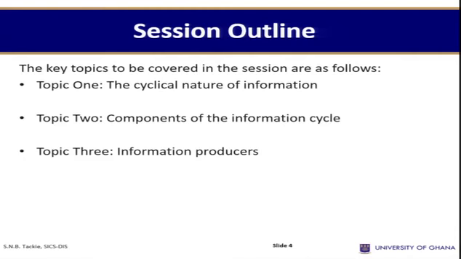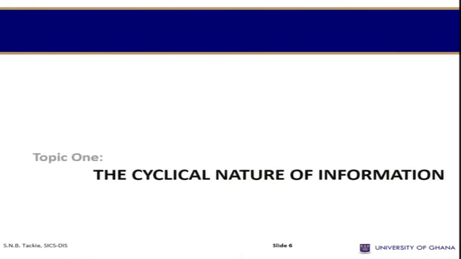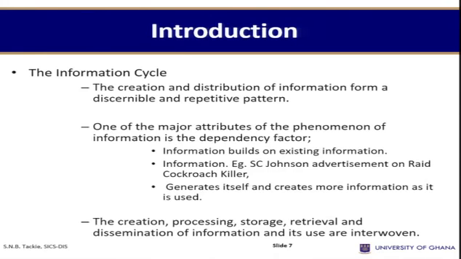So we'll be looking at the cyclical nature of information. Those are the major topics that we'll consider: the cyclical nature of information, components of the information cycle, and then the information producers. So, the cyclical nature of information. Now, information moves in a cycle. That is, the creation and distribution of information form a discernible and repetitive pattern.